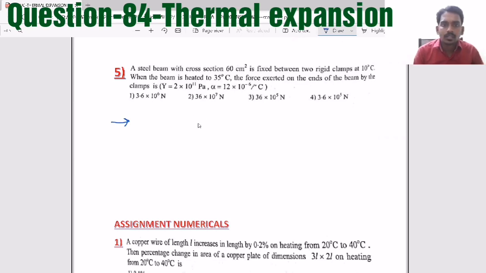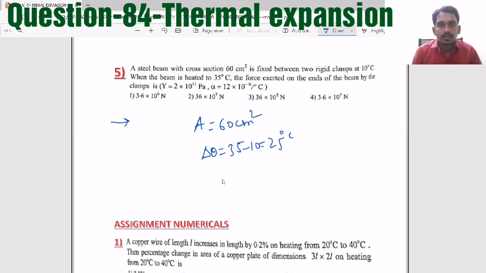Now, a steel beam with cross section area 60 centimeters square is fixed between two rigid clamps at 10 degrees Celsius. When the beam is heated, that means delta theta is 35 minus 10, that is 25 degrees Celsius. So again, they are asking the same thing, force equal to Y A alpha delta theta. They have given the Y value, alpha value, everything. So just substitute and try to calculate it.